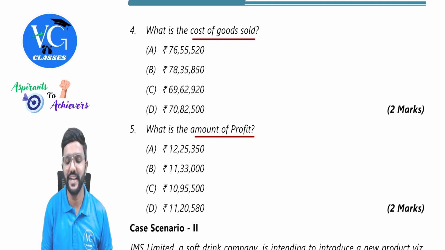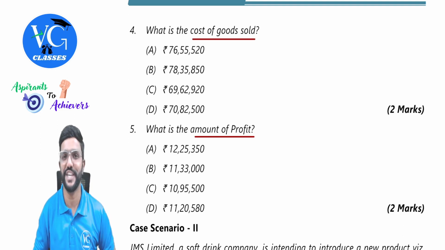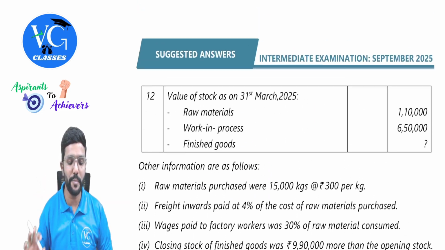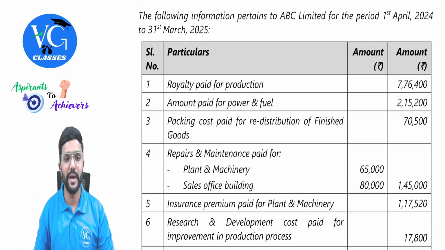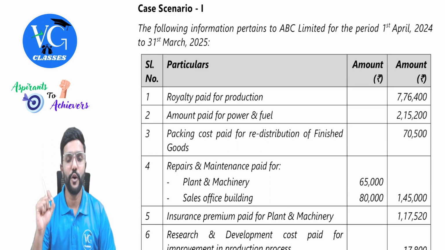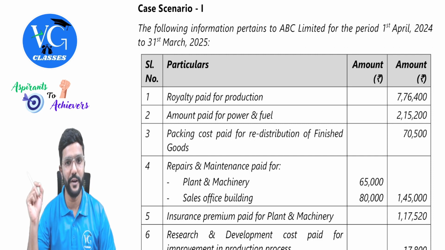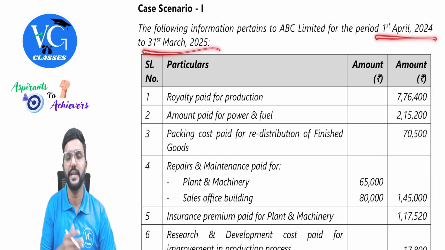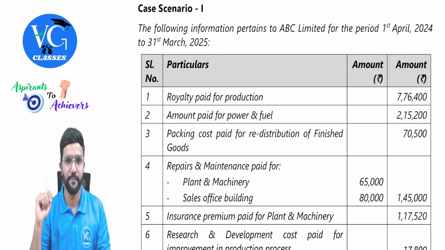So we can tell that this question is on cost sheet. Please don't read the options. Just read the requirement, then come back to the case. Let us read the case now. The following information pertains to ABC Limited for the period 1st April 2024 to 31st March 2025. So the data is given for a year, that is financial year 24-25.